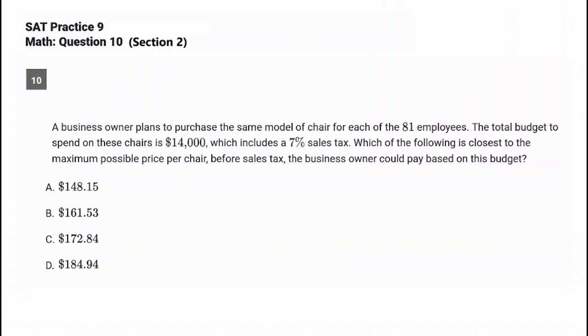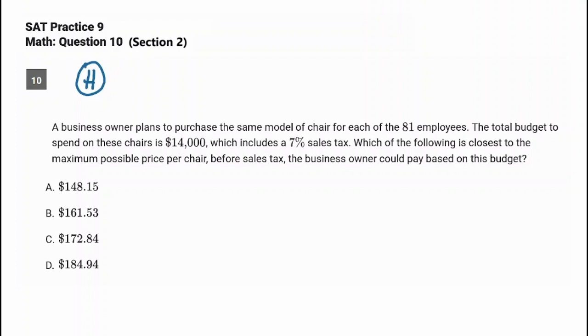We're on SAT Practice Test 9, Math Section 2, Question 10. What's the level of difficulty here? It's hard. A business owner plans to purchase the same model of chair for each of the 81 employees. The total budget to spend on these chairs is $14,000, which includes a 7% sales tax. Which of the following is closest to the maximum possible price per chair before sales tax the business owner could pay based on this budget?